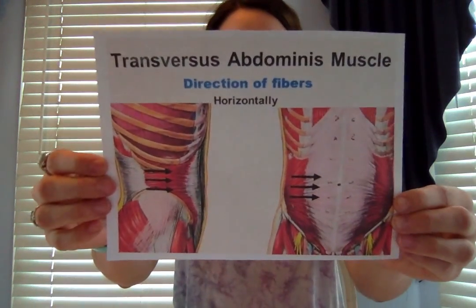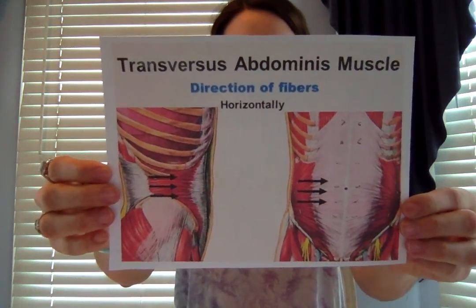The next muscle we're going to go over is the transversus abdominis muscle. It's got fibers that run horizontally. So it's going to look like this. It's the deepest muscle of the abdominal cavity, and it originates on the thoracolumbar fascia, the medial part of the iliac crest, the lateral part of the inguinal ligament, and costal cartilages of the ribs, lower ribs 7 through 12.